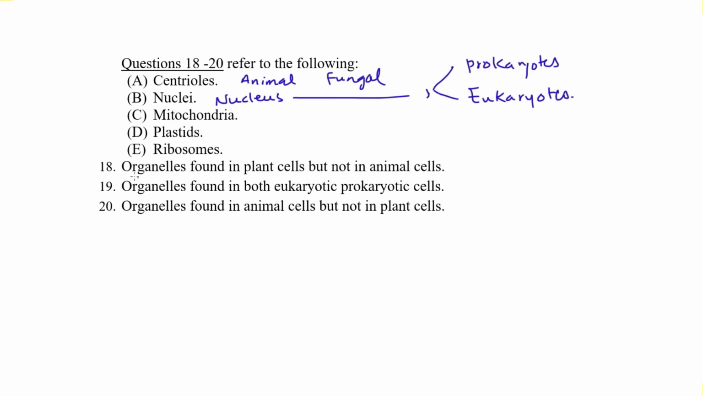Let's start. Here, organelles found in plant cells but not in animal cells. I think it's a very easy one, number D. Number 19, organelles found in both eukaryotic and prokaryotic cells. So the right answer is ribosomes, E. Number 20, organelles found in animal cells but not found in plant cells, so they are centrioles, or E.